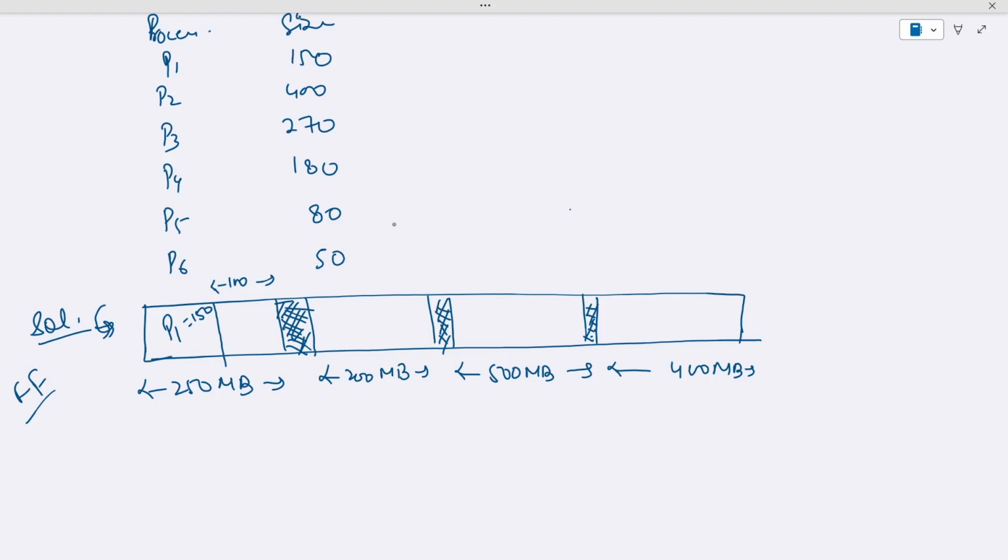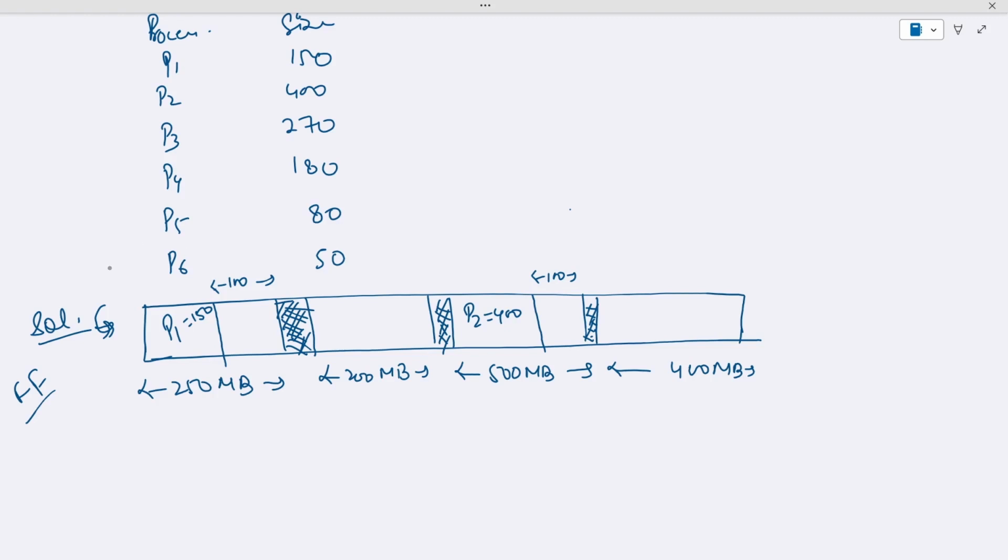500 MB of space, P2 needs 400 MB. Can P2 get this? Answer is yes. So in first fit, if a process gets a space, it gets that space. So P2 occupies 400 of space from this side, and the space left is 100. P2 could get the last block as well, but for which space comes first, the process gets that space.